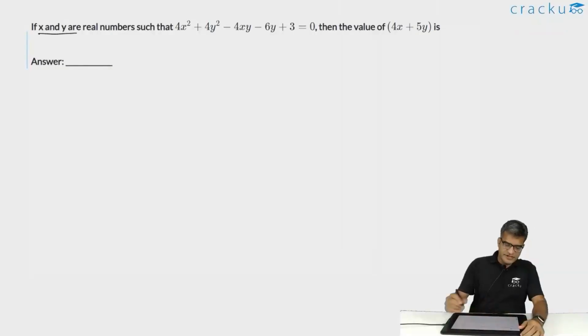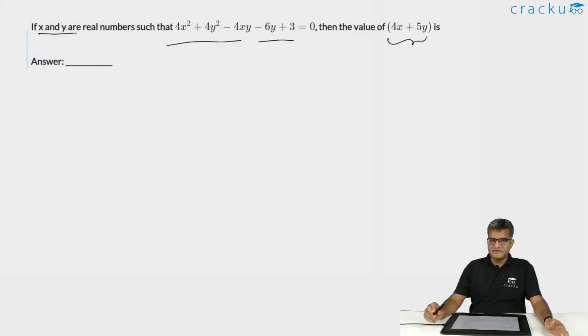In this question, we are told that x and y are real numbers such that 4x square plus 4y square minus 4xy minus 6y plus 3 is equal to 0. We are asked to calculate the value of 4x plus 5y. When you are given this kind of question where there are two variables x and y and only one equation, there has to definitely be some sort of a trick.